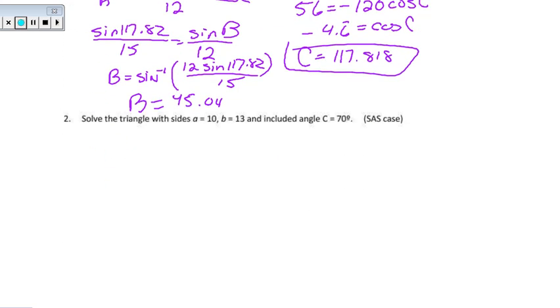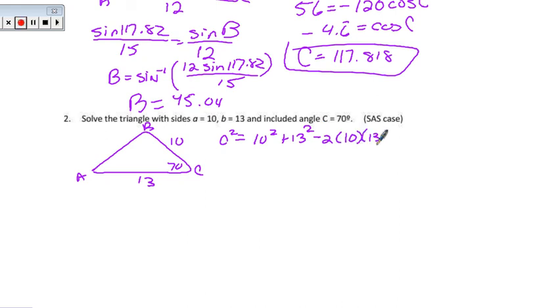Okay, moving on to a side, angle, side case. Let's move this down a little bit. So I have my triangle here, A, B, C. It's telling me that side A is 10, side B is 13, and angle C is 70 degrees. You don't have to worry about solving for a certain side first when we're talking about the side, angle, side case. We are going to have to find side C first because this is the only angle that we have. So C squared is going to equal 10 squared plus 13 squared minus 2 times 10 times 13 times the cosine of 70.